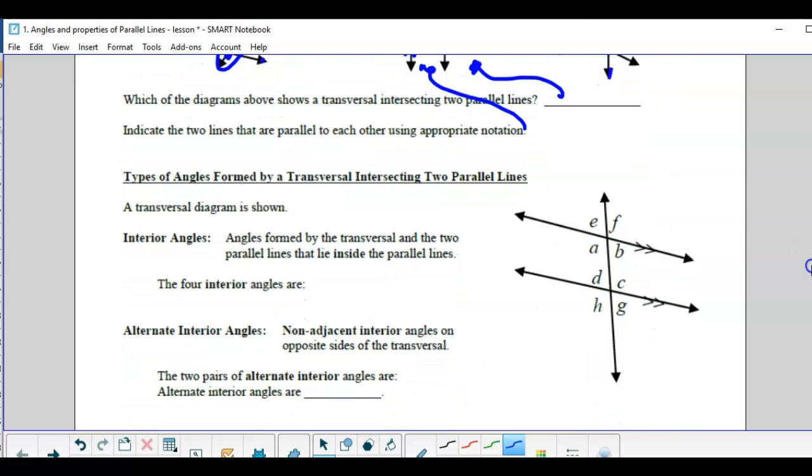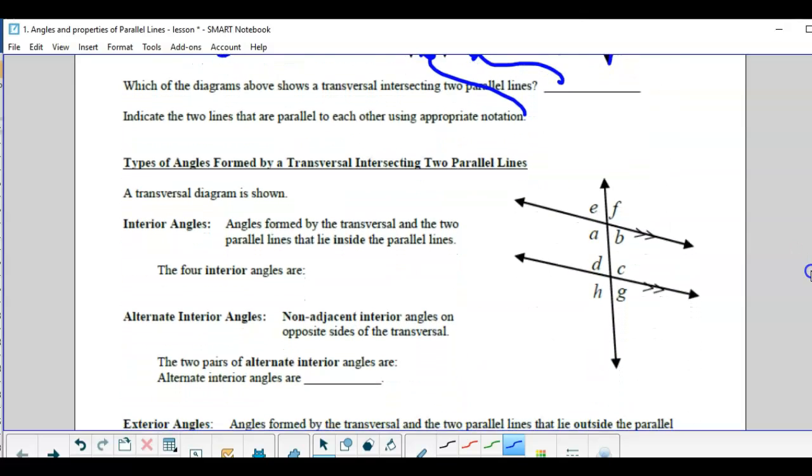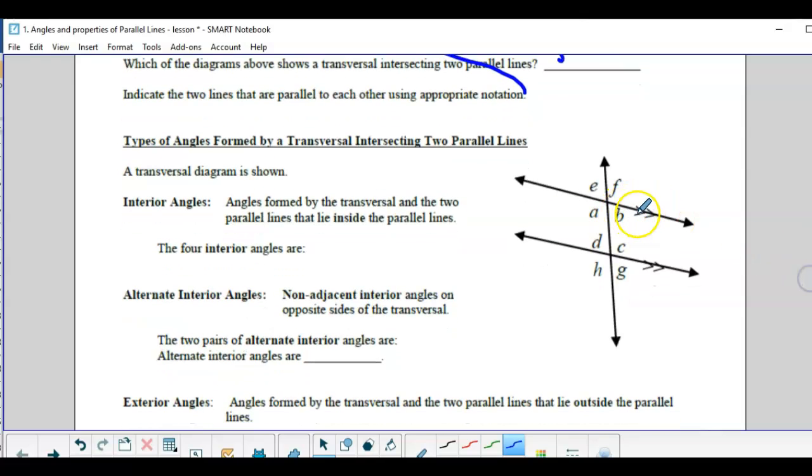All right, so types of angles formed by a transversal intersecting two parallel lines. You can see here, these are parallel. They've got two arrow symbols on them. That's fine as long as they both have two. If one had one and the other had two, then it means they're not parallel. They would be parallel with other lines perhaps.